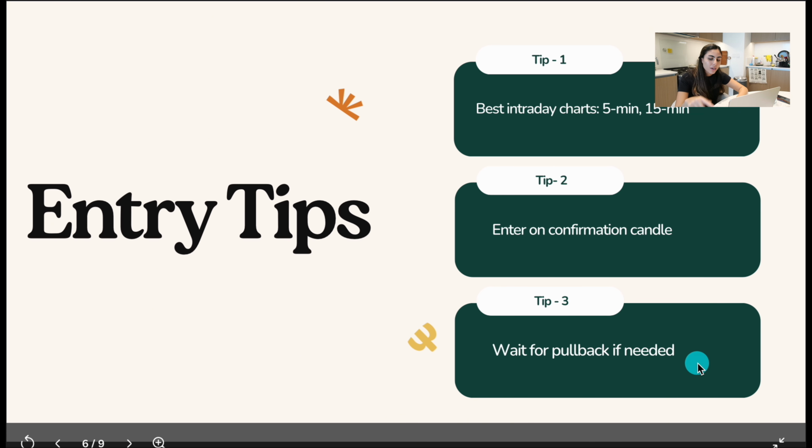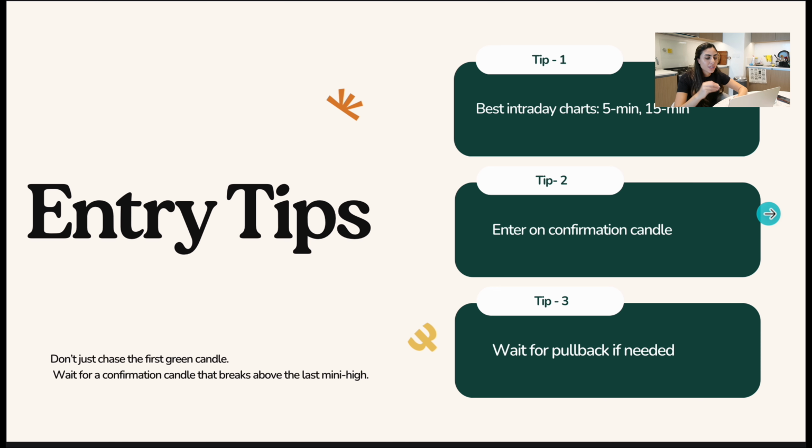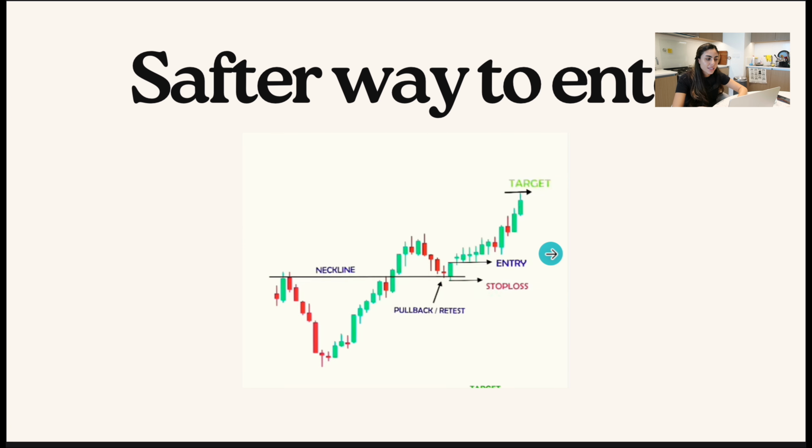I usually wait for a pullback after the V shape is formed. That is one of the safest ways to enter. And essentially, wait for a confirmation candle that breaks above the last mini high. So here is the safest way to enter.